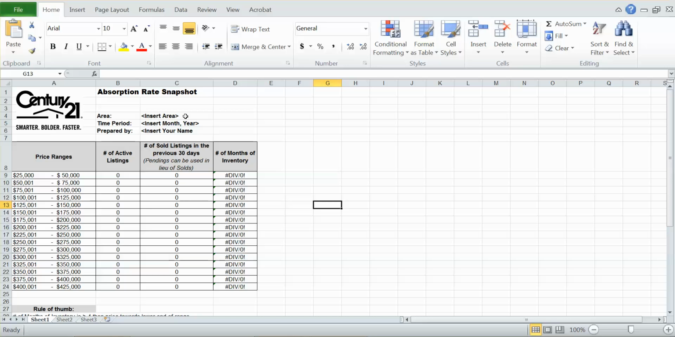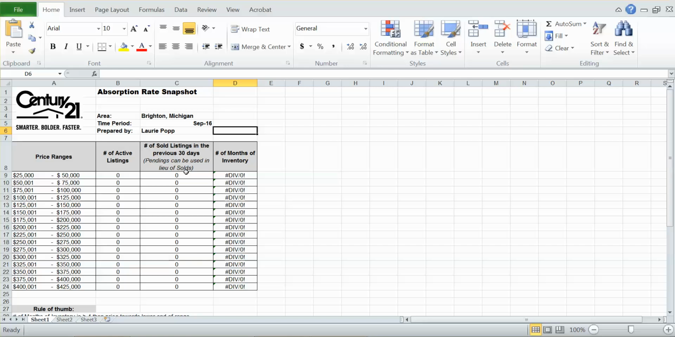What I definitely recommend you do is to fill out this top. So insert your area. So for demo purposes today, I'm just going to say Brighton, Michigan. That's my hometown. It's a good idea to put the time period that you're preparing the report for because this may have shelf life with your client, and you want to make sure that if they're looking at it, they understand that this was information that was relevant during this specific month and year. So let's say this is for September of 2016. And then always get your own name in there.